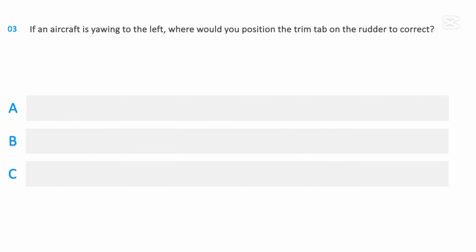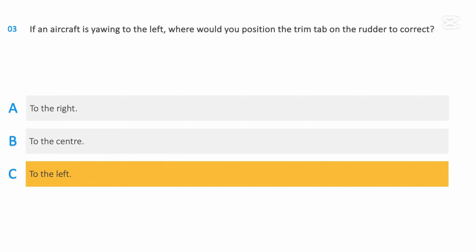If an aircraft is yawing to the left, where would you position the trim tab on the rudder to correct? To the right? To the center? To the left? The correct answer is to the left.